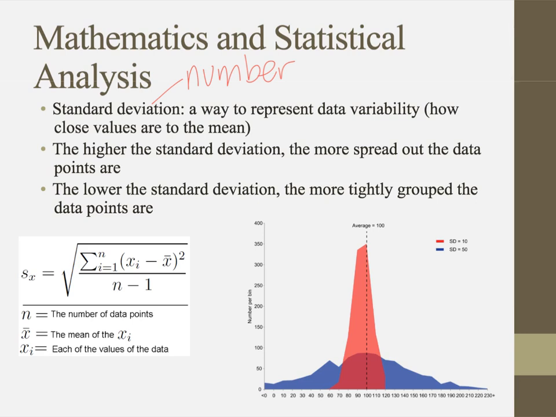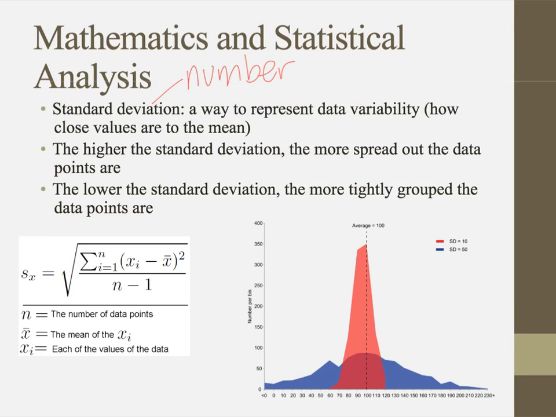Standard deviation is a numerical way to represent data variability. In other words, how close the values are to the mean. Are they tightly packed together around the mean, or are they all spread out all over the place? What we're looking at in this graph are two different data sets. The red graph shows a lot of data points really close to the mean, and the blue graph shows a mean over here, but the data is kind of spread out all over the place.